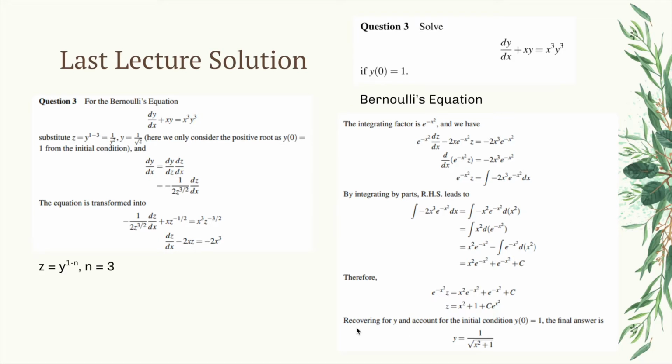The third one is a Bernoulli equation with n equal to 3. So we can let z equal to 1 over y squared and rewrite the equation in z. Then we have the standard form here, and we can find the integrating factor as e to the negative x squared. The remaining steps are straightforward, and the solution is y equal to 1 over square root of x squared plus 1.